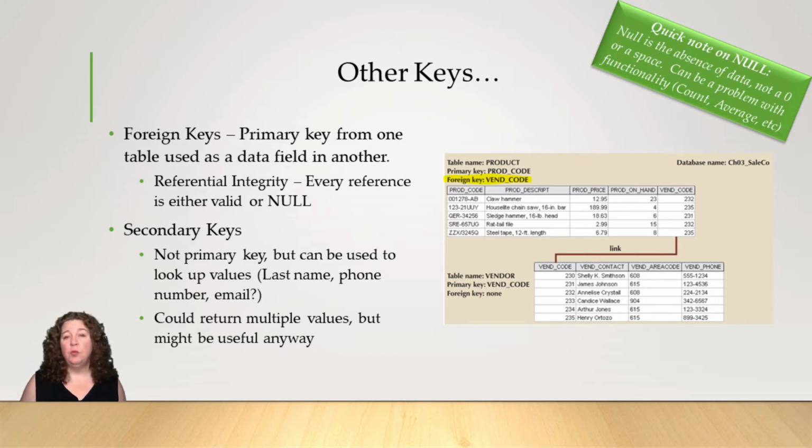Some functionality will fail if you use nulls. So if I have a count or an average or a sum that I want to do some math on my data fields, and I have a null value in there, it might make problems for you because it's not going to count correctly. There's no data value there. Null is simply the absence of data. So don't get that confused with zero or a blank space.